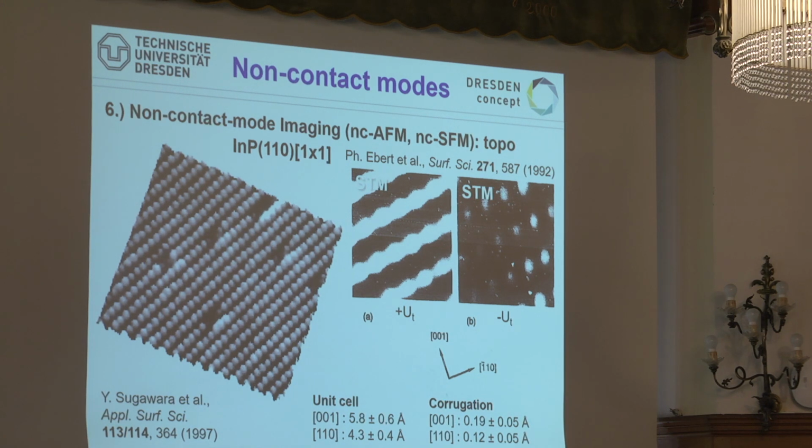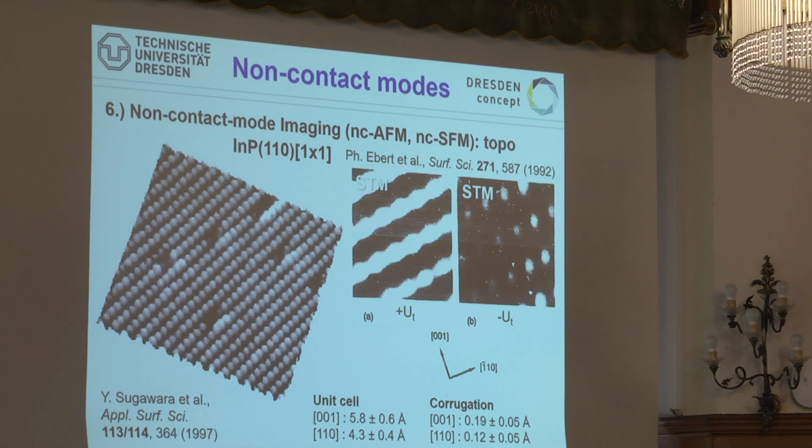For those who don't know STM, we're going to look at the tunneling current, and if you do that with a positive or a negative bias, you get tunneling into the indium, which is positively charged, and once on the phosphorus, which is negatively charged. So you can do this kind of salami or whatever you call it.